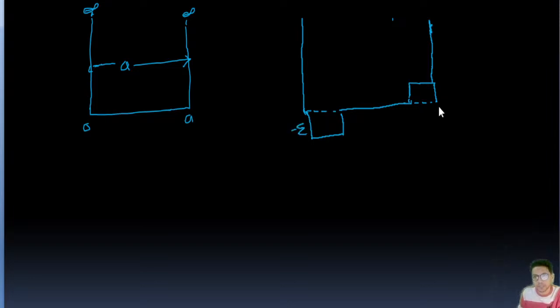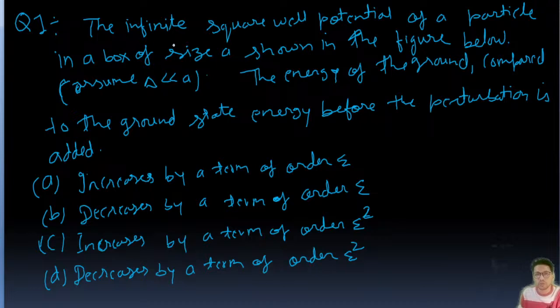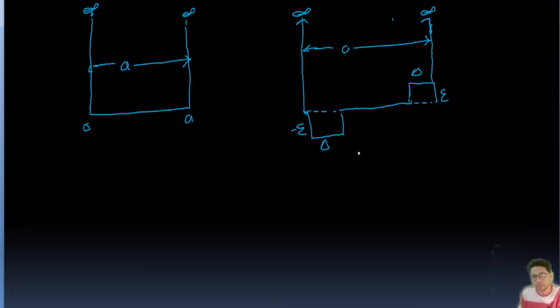Minus epsilon, this is epsilon, this is delta, and this is delta. The width is A, and this is infinite. This is the figure given in the question. So the question is: the infinite square well potential of a particle in a box of size A shown in the figure below. This is the figure given in the question.